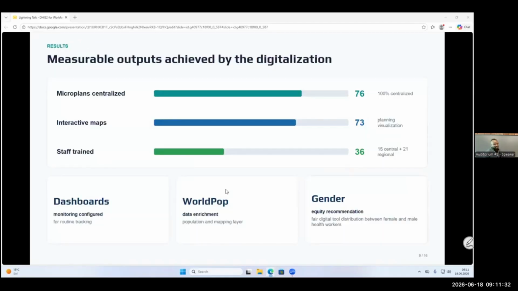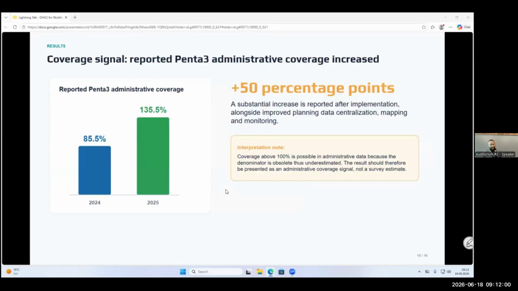And what were the results? We had good results in the digitalization of microplans. As I talked about, we centralized 76 microplans. We had interactive maps. We trained staff, 15 at central level and 21 at regional levels. Also, we saw a signal that we were not able to see before. They reported Penta-3 coverage, and between 2024 and 2025 there was a jump of more than 50 percentage points.